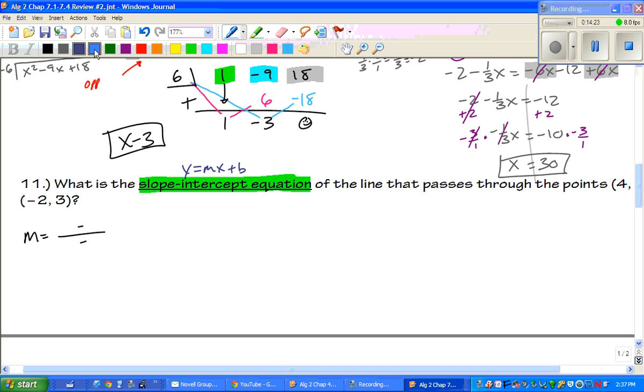Okay, so we take the 6 and the 3 on the top, and then the 4 and the negative 2. When we simplify that, we get 6 minus 3 is 3. And on the bottom, we do 4 minus negative 2, and we get 6. And when we reduce that, we get 1/2. So remember, the formula for that was just y1 minus y2 over x1 minus x2.